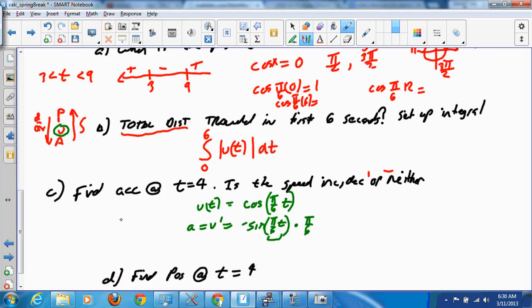And now we need to evaluate it at what? Evaluate it at time 4. Alright, so we have, cleaning this up, we can pull this negative pi over 6 out in front. And the sine of pi over 6 times 4 seconds. That 4 reduces to what? 2/3 pi.